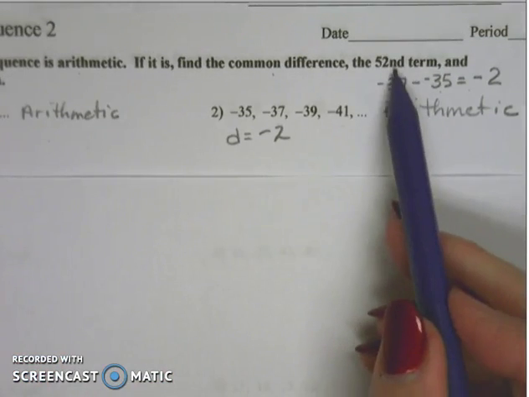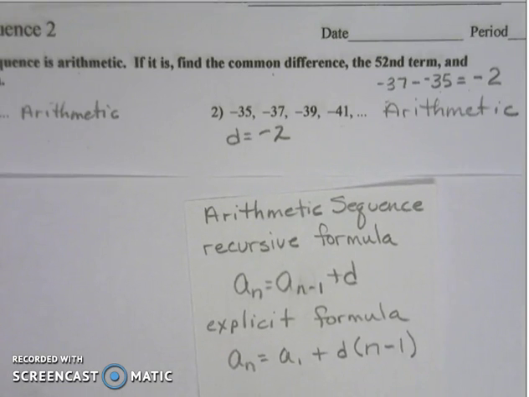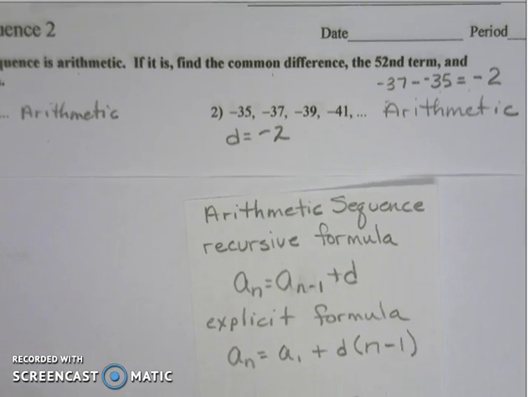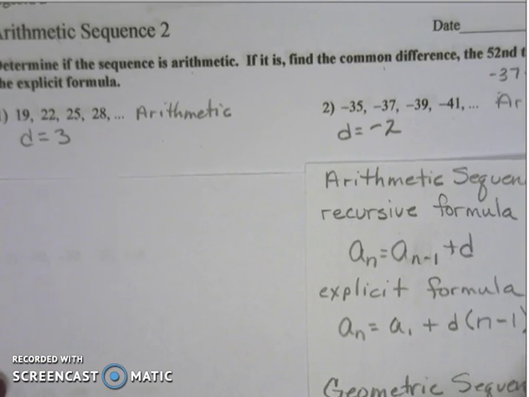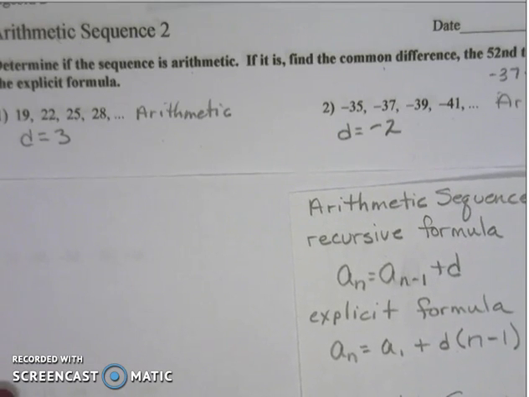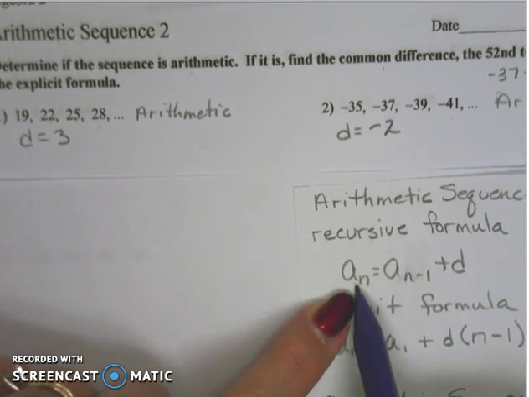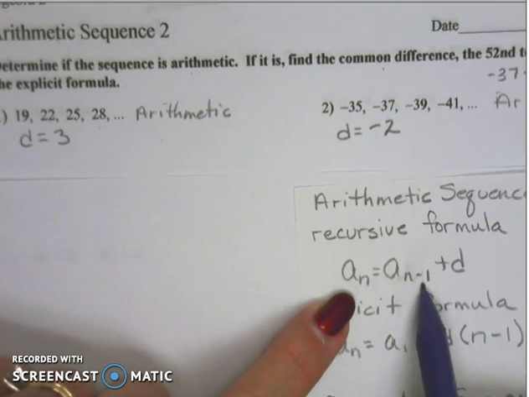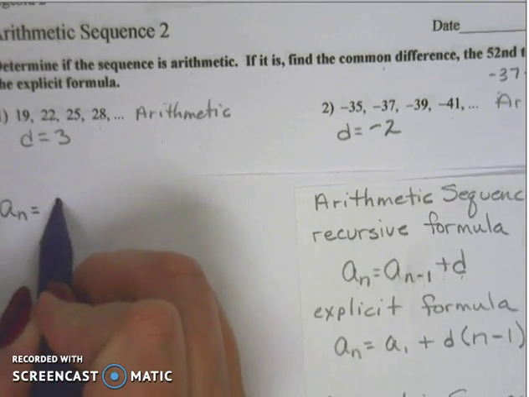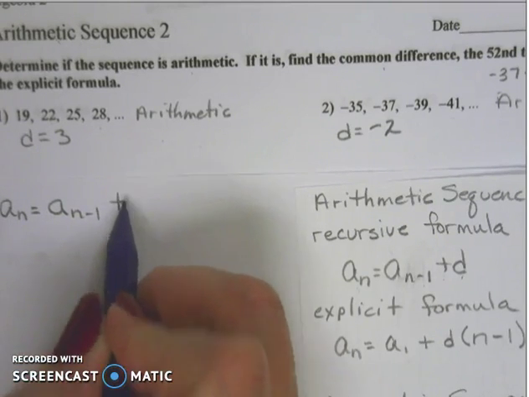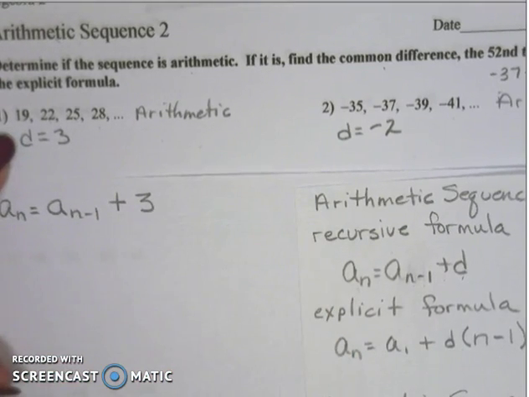Now, this asks for the 52nd term and the explicit formula. To review, I want to use both the explicit formula and the recursive formula, and we're going to do that on our first problem. The recursive formula just tells me how to get to the next term. What do I have to do to keep going up? I have to add 3. So my recursive formula is a sub n equals a sub n minus 1 plus whatever the difference is. This difference is 3, so it's plus 3.